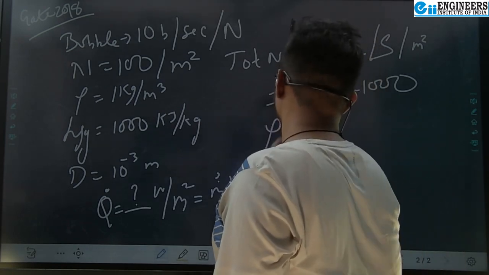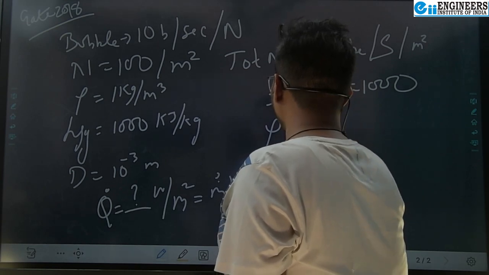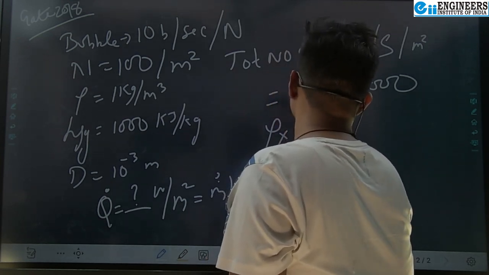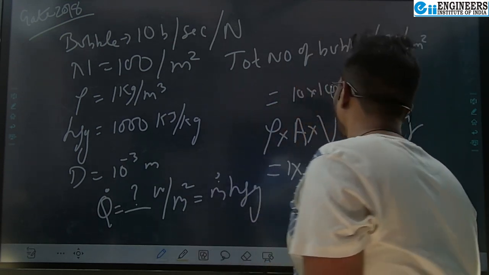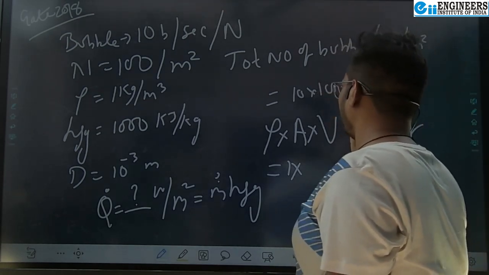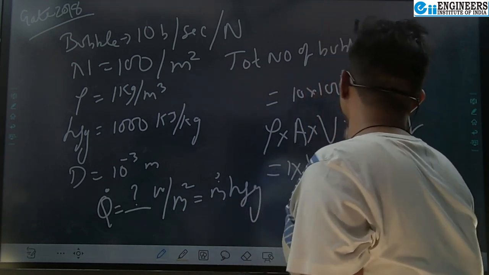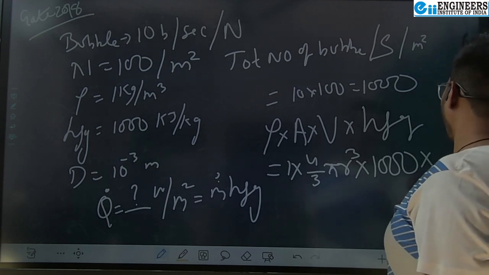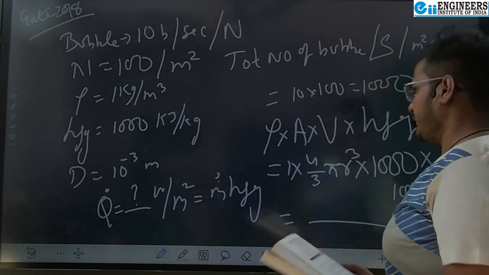M dot is equal to, what will it be? Rho into the volume of this droplet, that is 4 by 3 pi R cubed, into the total number of bubbles nucleating per meter square of area, into HFG, that is equal to 1000 into 10 to the power 3. So this will give you the answer, isn't it?